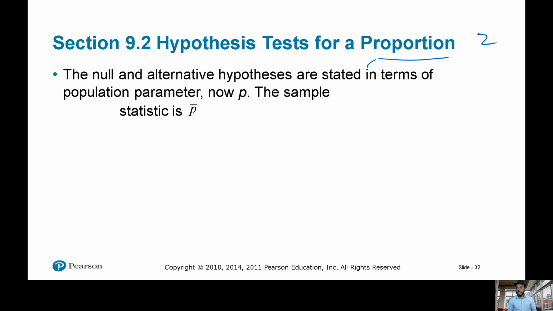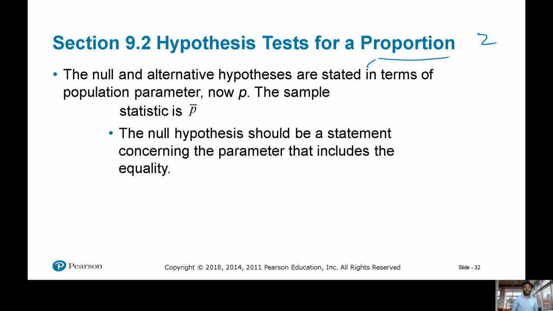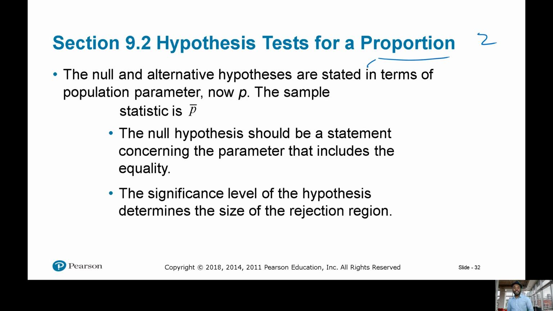Okay, so the null and alternative hypotheses are stated in terms of the population parameter p, not mu this time around. The sample statistic is p hat. The null hypothesis should be a statement concerning the parameter that includes the equality. The null hypothesis is a statement of equality. The significance level of the hypothesis determines the size of the rejection region. That's alpha. So this is just a repetition of what we've said already.